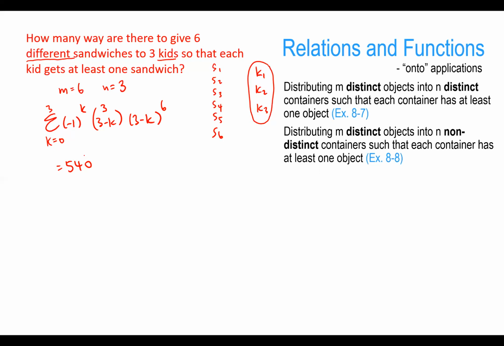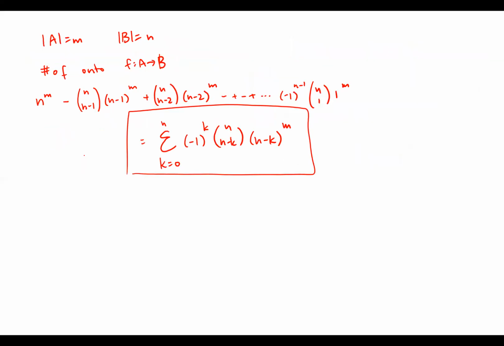It turns out that there's actually a very fast way to calculate it. If we go back and consider, this is the equation for the number of onto functions, which means we have m objects in A and n objects in B, and we're distributing all the objects in A to the objects in B, but at least one. So every one of the outputs has to have at least one input coming in.